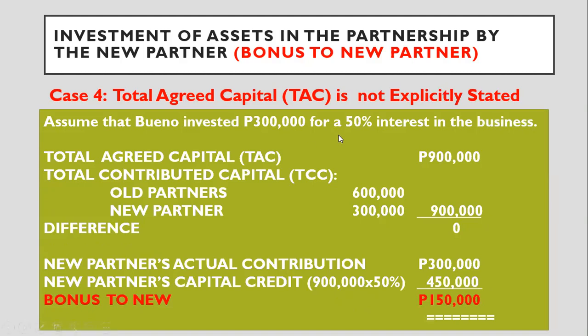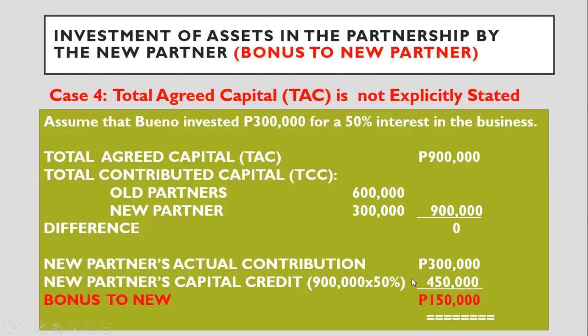Next, still bonus to new partners, the total agreed capital is not explicitly stated. Assume that Bueno invested 300,000 for a 50% interest in the business. Since the total agreed capital is not explicitly stated, as we mentioned a while ago, whatever is the total contributed capital of the old and the new partners will be the total agreed capital. So the total is 900,000, that's 600,000 capital of the old partners plus the investment of the new partner, 300,000. So this will be zero difference.